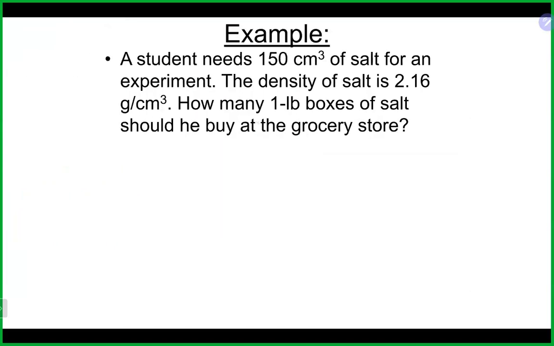All right, so let's take a look at one last example here. A student needs 150 cubic centimeters of salt for an experiment. The density of salt is 2.16 grams per cubic centimeter. How many 1 pound boxes of salt do they need to buy? This is one of those conversions you do need to know. 1 pound is exactly 453.6 grams. All right, take a moment or two, see what you come up with here.